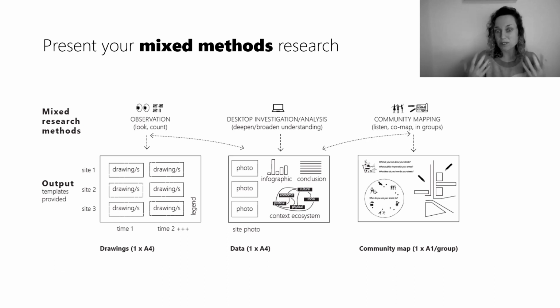Then what you'll do is present these mixed methods of research focused on your particular street life study. You'll have 3 different research methods: observation, desktop analysis, and community mapping. Each of those leads to an output. Observation will largely lead to a page of drawings. Your community mapping will lead to your community map, which most of you now have. And then you'll bring those 2 things together and deepen and contextualize them through your data page, which has a number of elements that we'll talk through now.